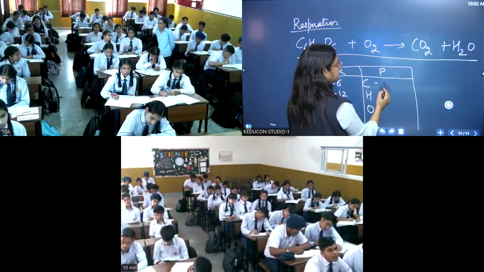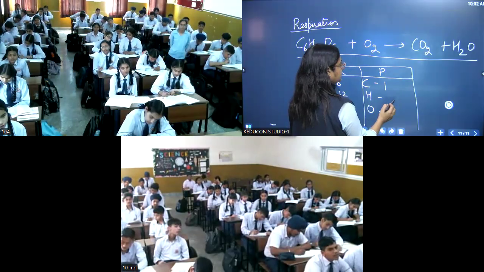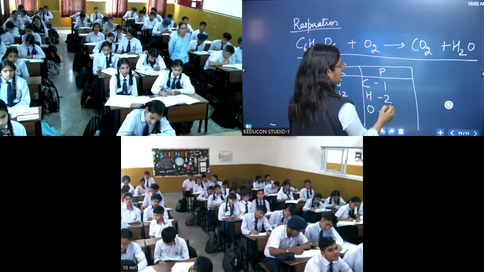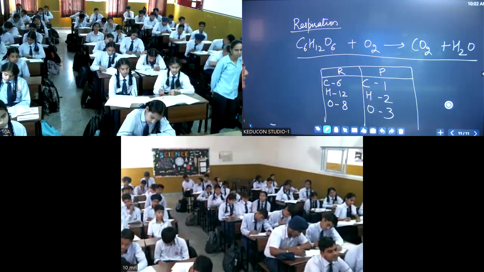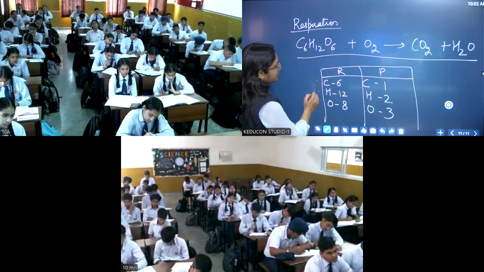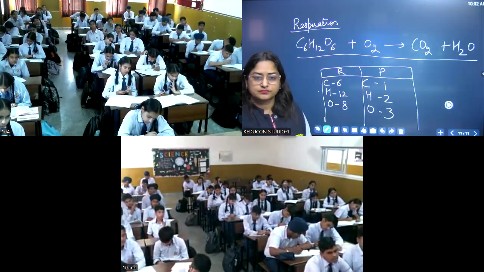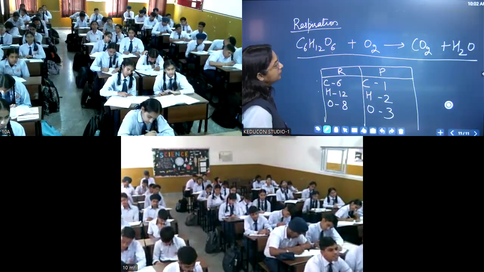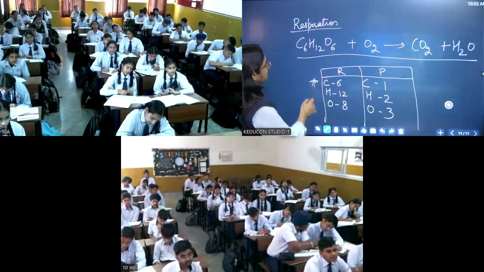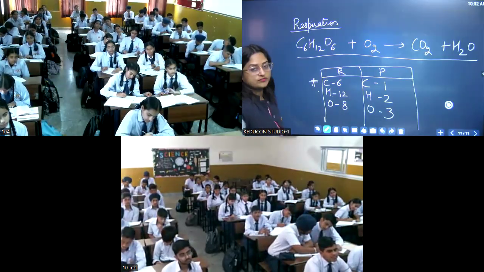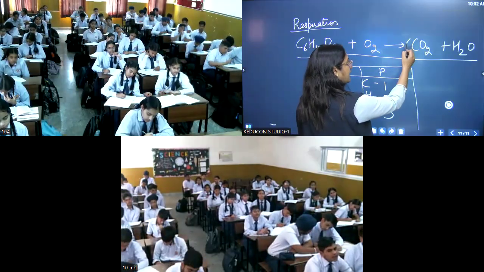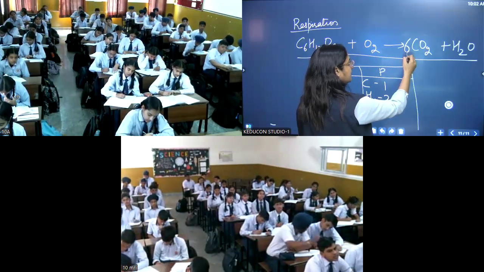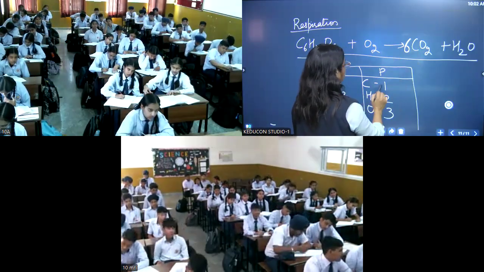Carbon, 1. Hydrogen, 2. Oxygen, 3. So which one is easy to balance? These two, right? So what do we do? Apply 6 to carbon first. So for balancing carbon, what we have to do? Apply 6 in front of carbon dioxide. Multiply this with 6 to make them equal, right?